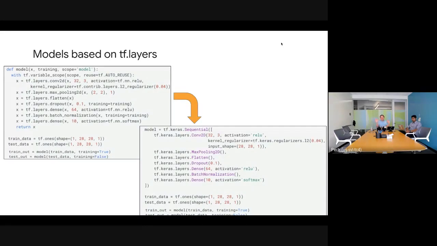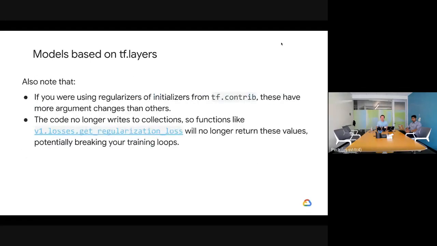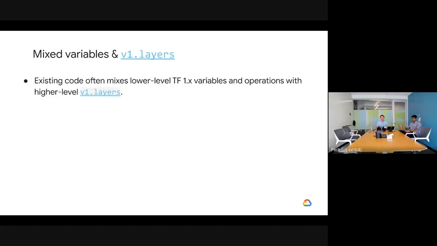So simplification, you should do it, right? The more simple your code is, the easier it'll be. Also note that I got rid of the contrib, and there were no longer any writes to the collections. We just said do the loss and be done with it. No special get regularization loss garbage like here.